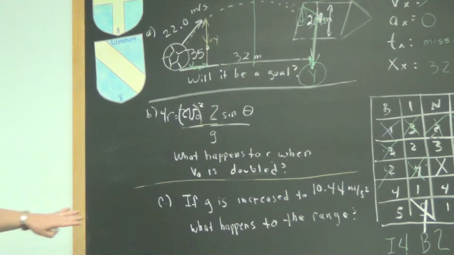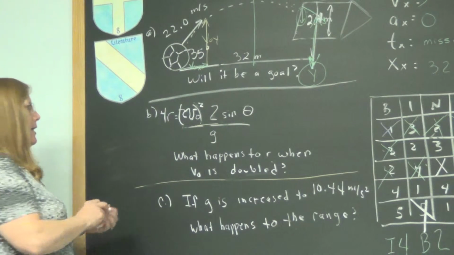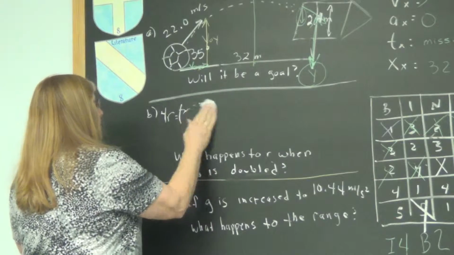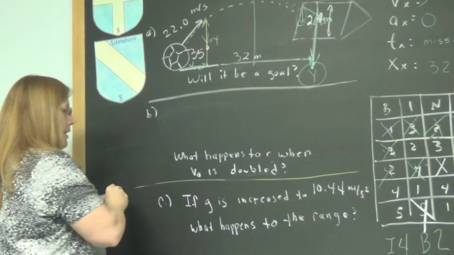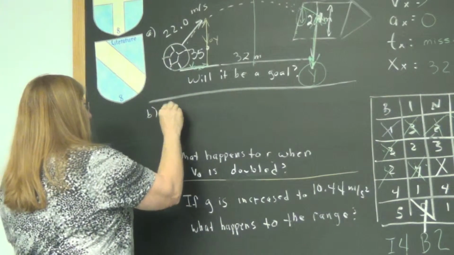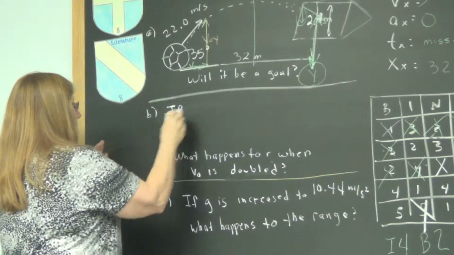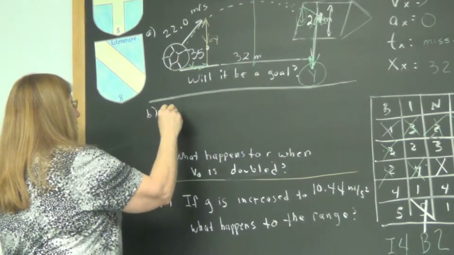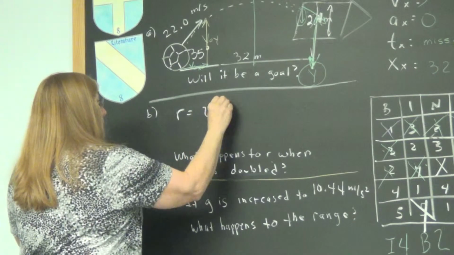Part C is related to Part B. This time you will not be able to tell me by what factor so much. No, you may be able to, but I'm not asking you to. Here's the equation.